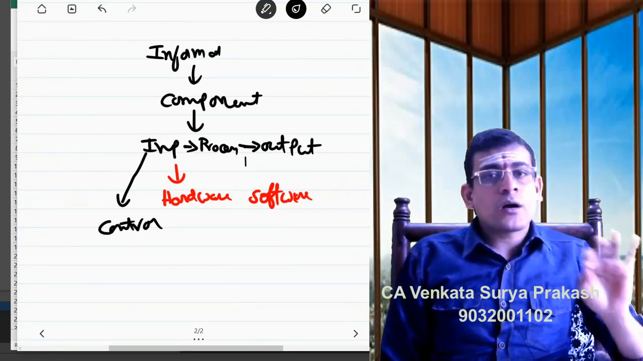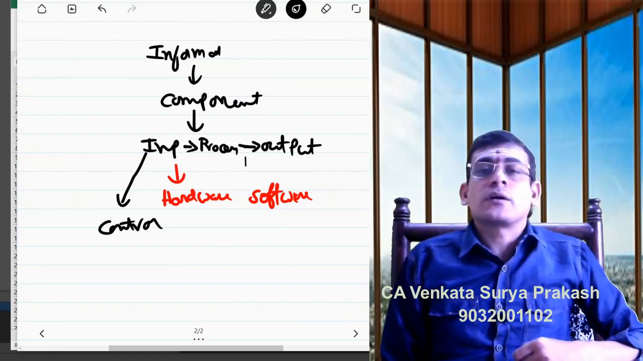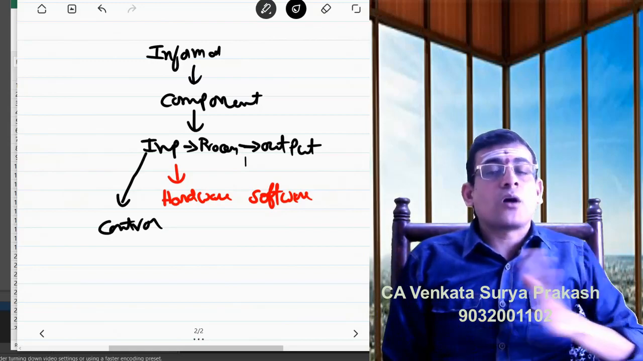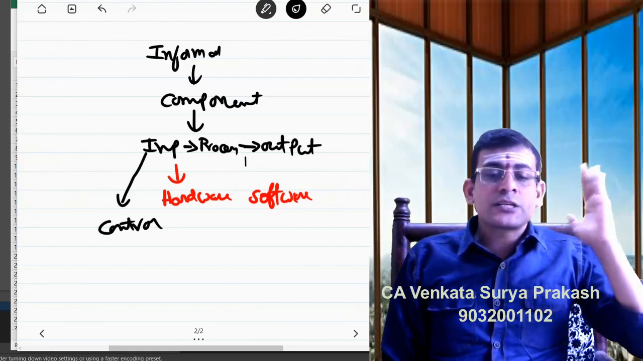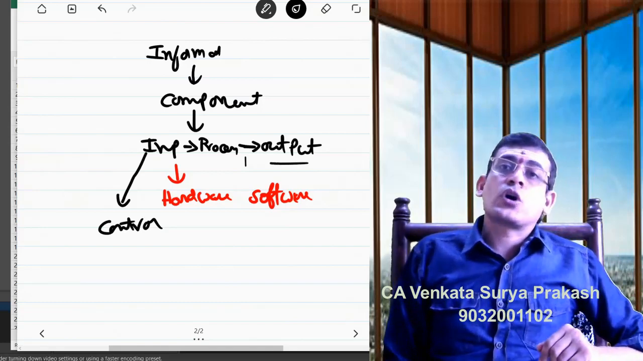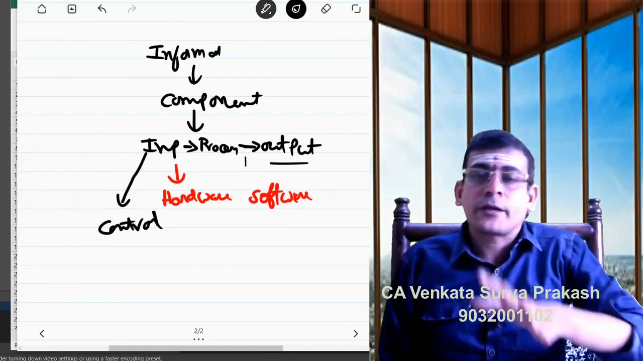Once you input wrong, ultimately the process is going to be wrong, and ultimately the output is going to be wrong. You are taking some sort of information based upon the output. The management will take key decisions based on output. The decisions will go wrong if your input is wrong. So always I need to have a proper control when you are inputting.